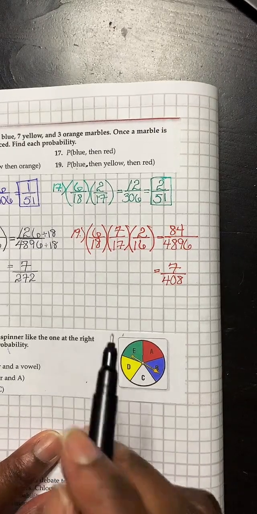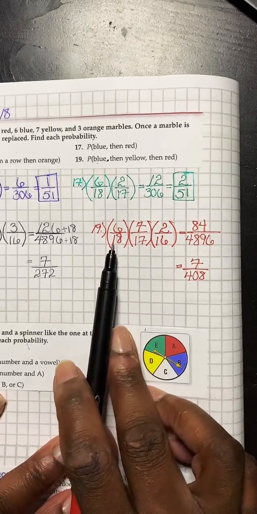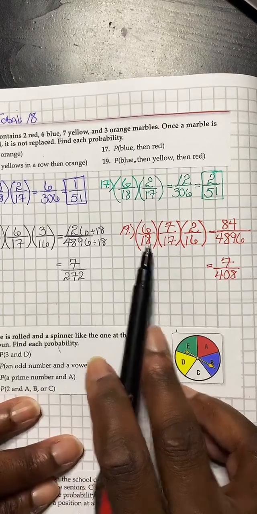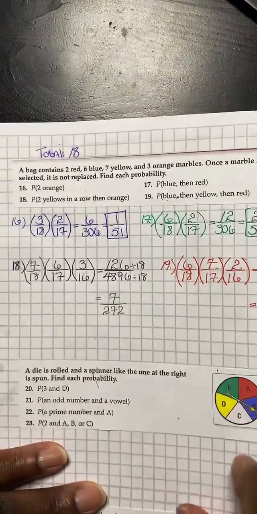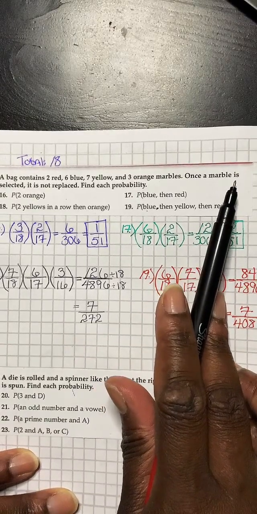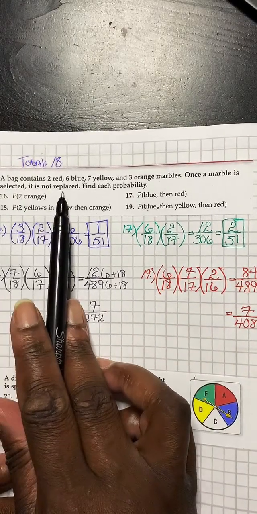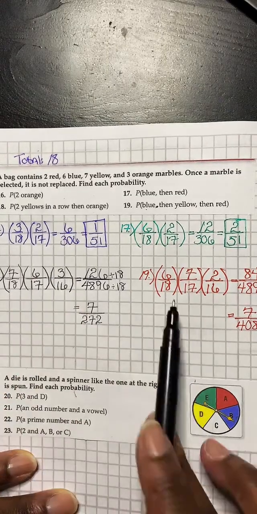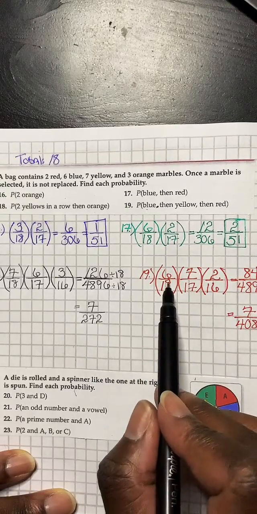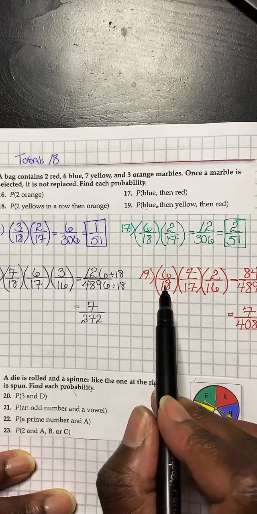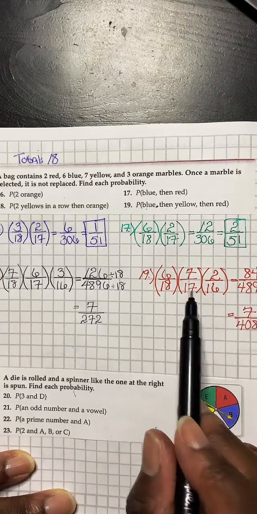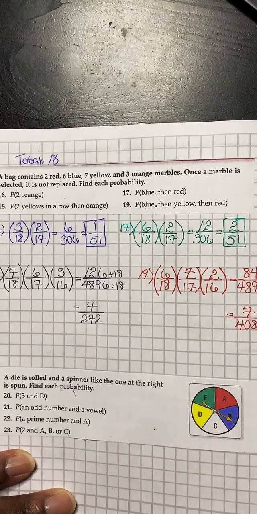Good question. So what's happening is we have 18 marbles in a bag. And the main thing is once a marble is selected, it's not replaced. So first we start off with 18. Then I pull one of the marbles. So now I got 17. Then I pulled another marble. Now I got 16.